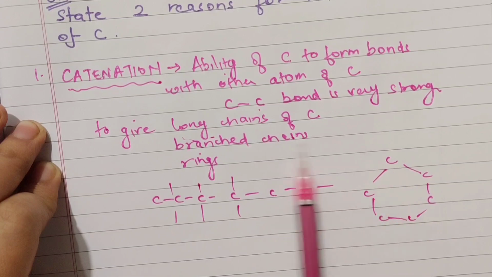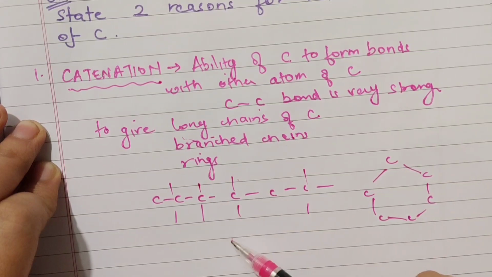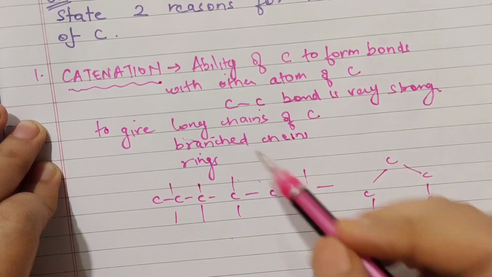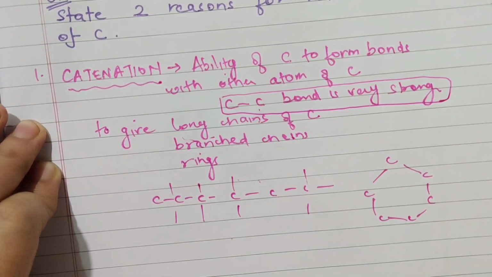So variety is possible because it can bond with itself so strongly that it can form long chains, it can form branch chains, it can even form rings, right? This ability is because carbon-carbon bond is very, very strong, okay?